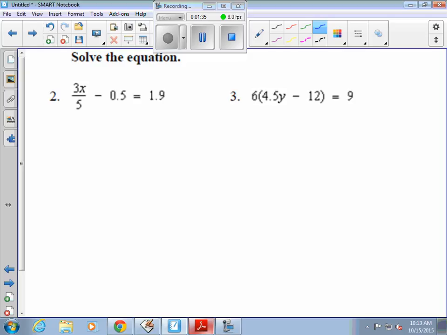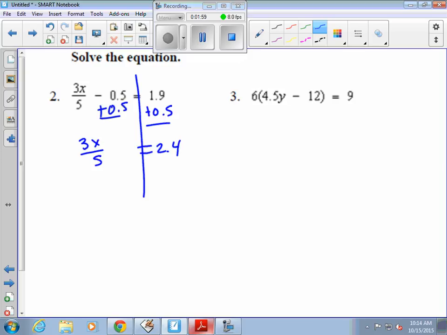Start solving equations for number 2. 3x over 5 minus 0.5, which is 1/2, is equal to 1.9. You undo addition and subtraction first by adding 0.5. When you add it there, you add it here. This gives you 2.4 on the right. So you have 3x over 5.